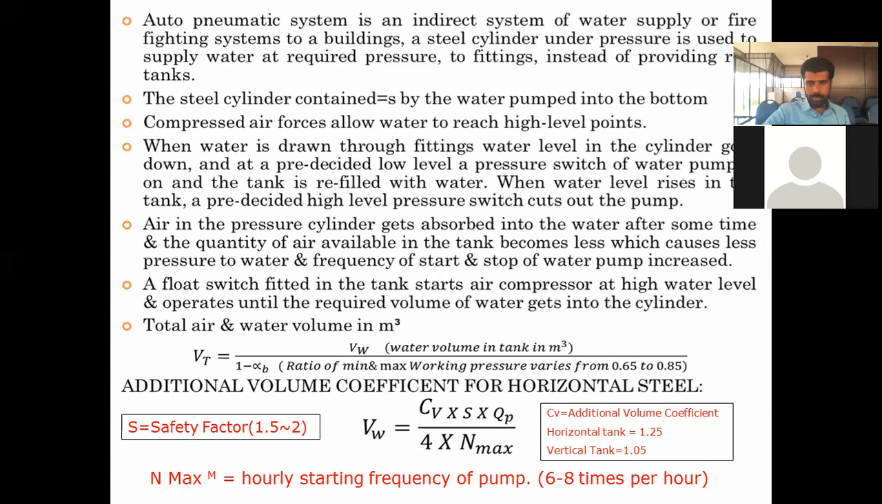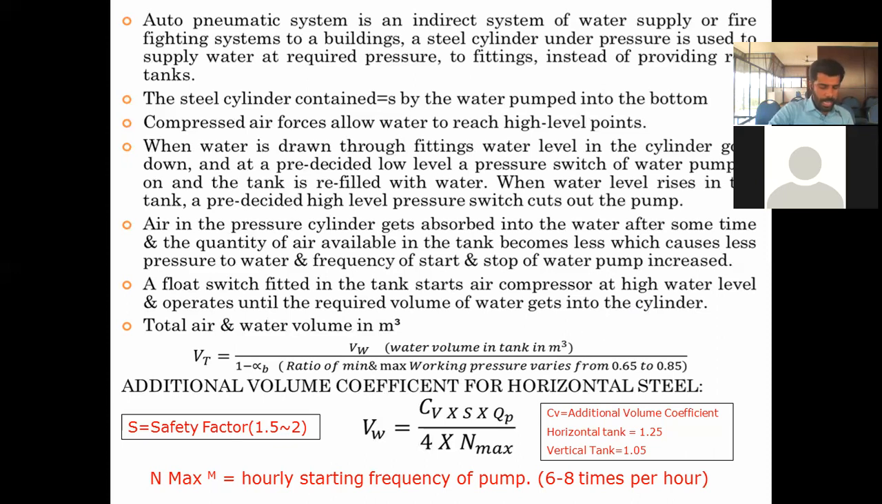S is the safety factor, and Nmax is the hourly starting frequency of the pump. So in 1 hour, how many times will it start and stop? It will depend, but normally it will be 6 to 8 times per hour. That is the hourly starting frequency of the pump.